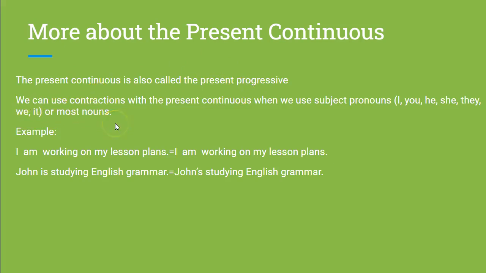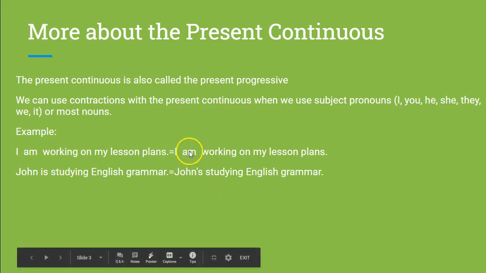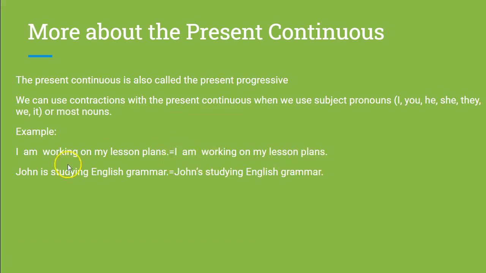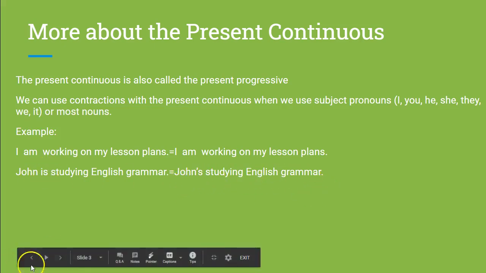We often use contractions with the present continuous with subject pronouns like I, you, he, she, they, we, or it, or some nouns too. Here are some examples. I am working on my lesson plans. Oh, what happened there? That should say I'm. I apostrophe am. I'm working on my lesson plans. John is studying English grammar becomes John's. So we contract John is. John's studying English grammar.